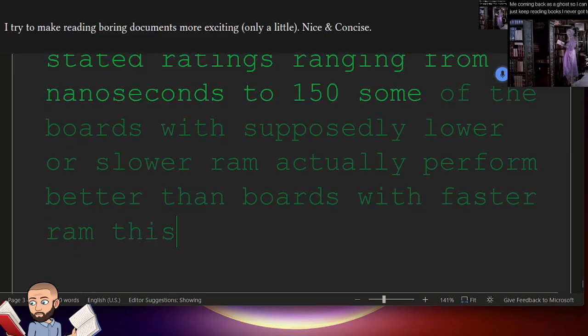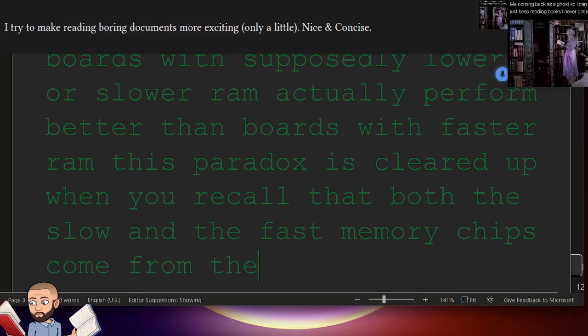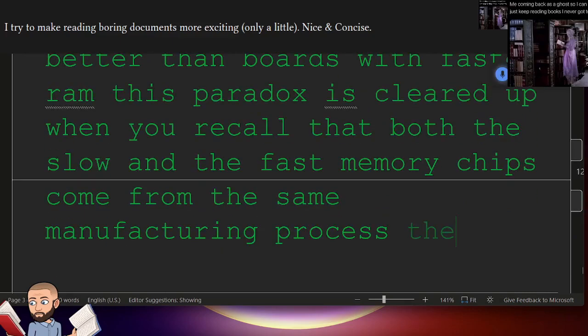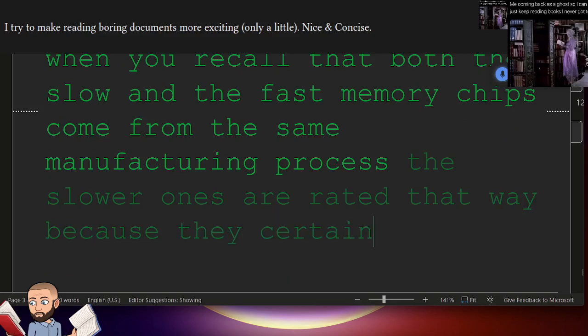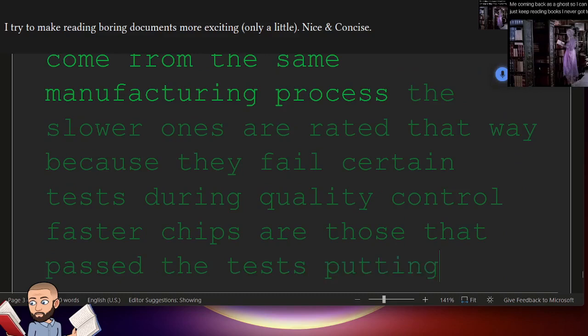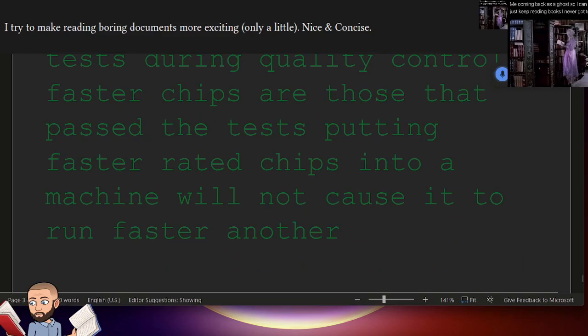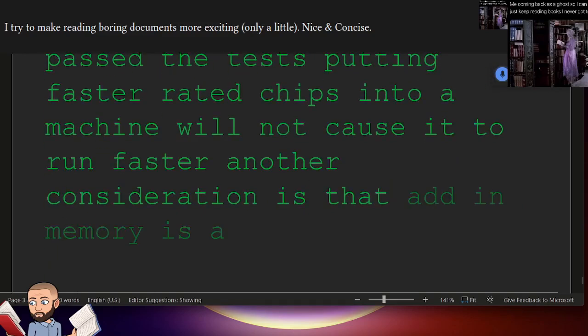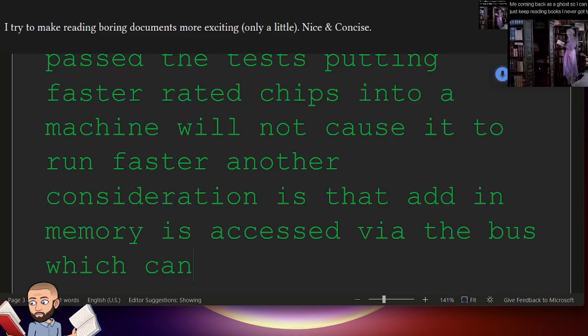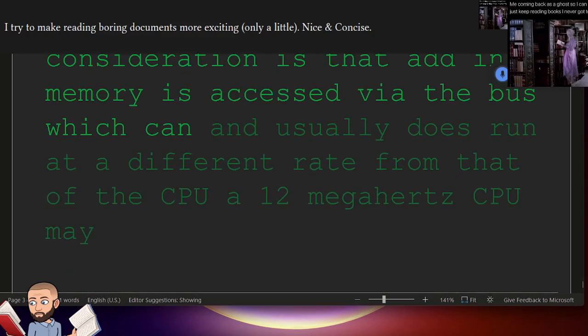This paradox is cleared up when you recall that both the slow and the fast memory chips come from the same manufacturing process. The slower ones are rated that way because they fail certain tests during quality control. Faster chips are those that pass the tests. Putting faster rated chips into a machine will not cause it to run faster. Another consideration is that add-in memory is accessed via the bus, which can, and usually does, run at a different rate from that of the CPU. A 12 MHz CPU may access add-in memory at a bus speed of 8 MHz, for example.